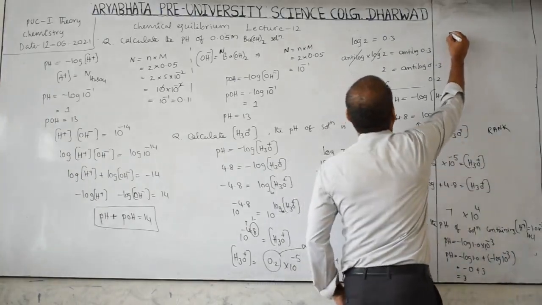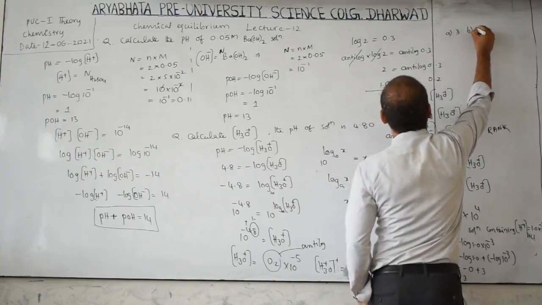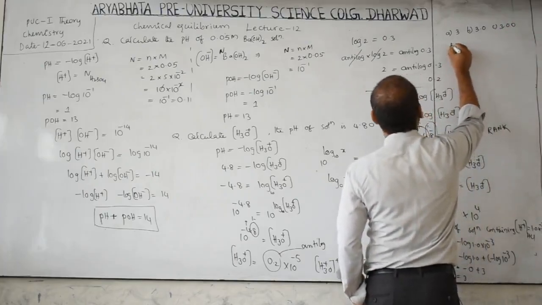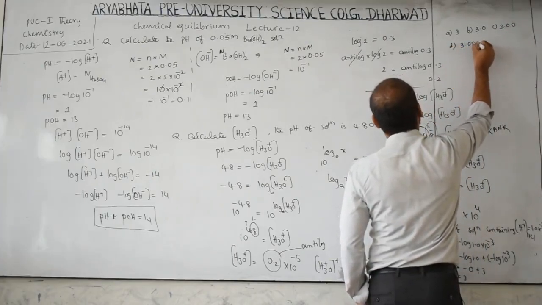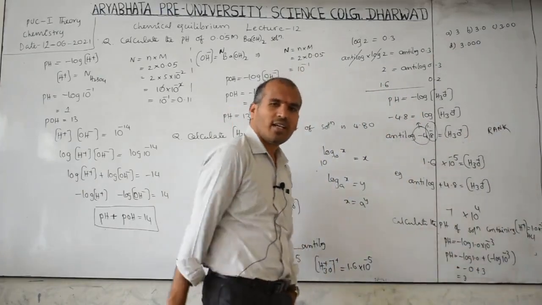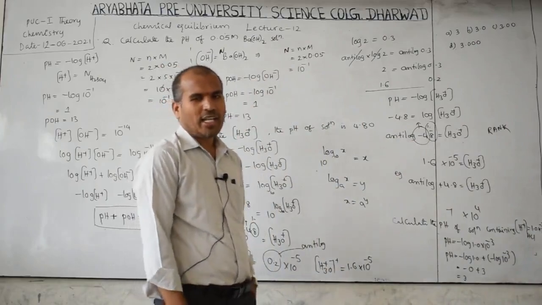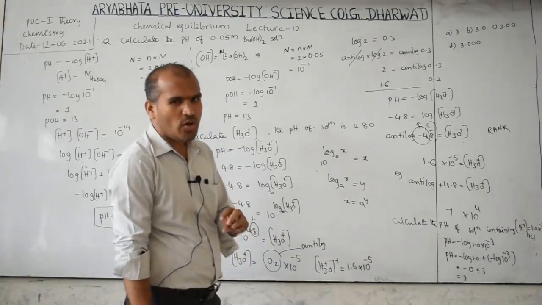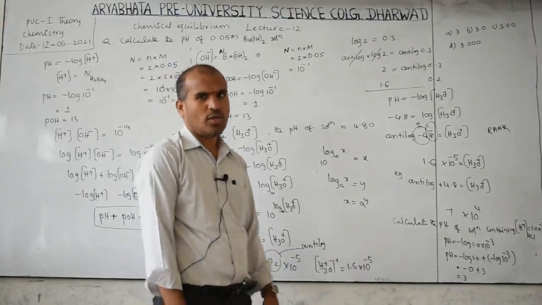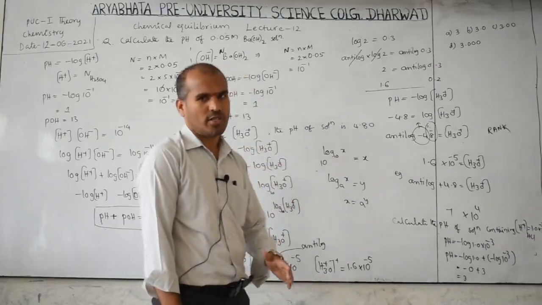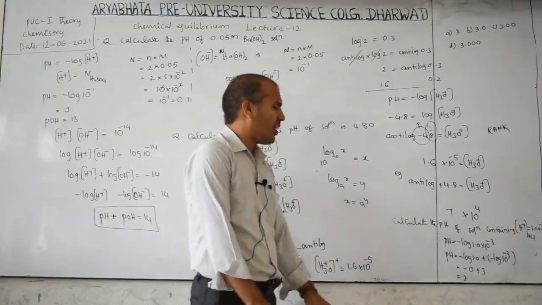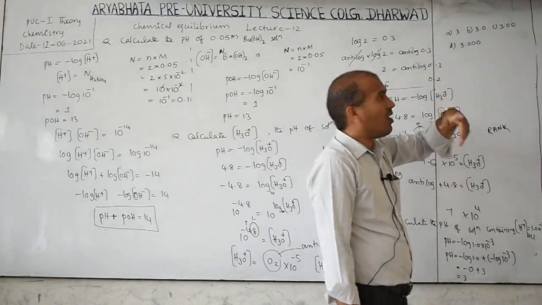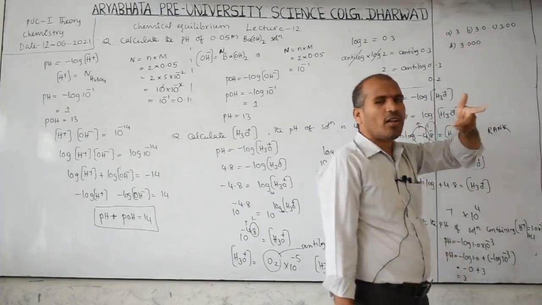Now options may be given like this: option A is 3, option B is 3.0, option C is 3.00, and option D is 3.000. Now you will get confused. Actually in India, these questions are very rare to ask. They are not considering significant figures. You already learned significant figures in the first chapter. So if you apply that concept also, our students may answer 3 only, as all are looking like 3 only.